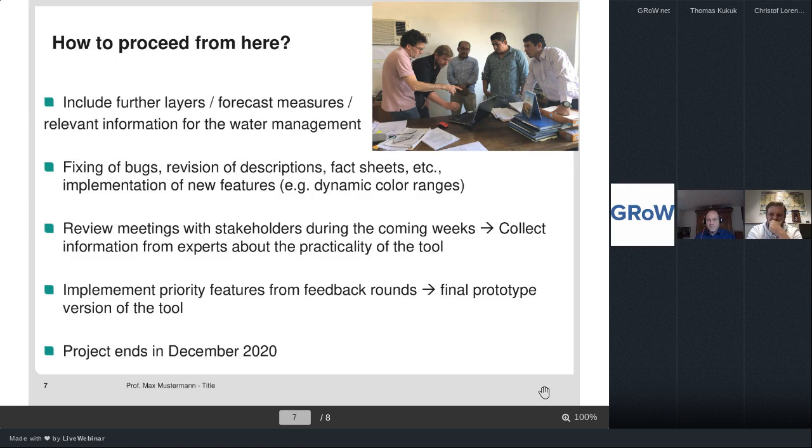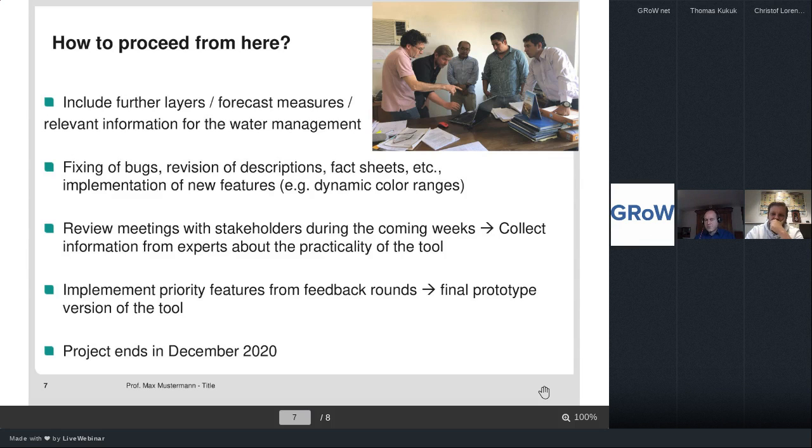We are planning some more review meetings with the users in our project areas where we have contacts, mainly in Iran, in Sudan, and in Brazil, where we then collect the feedback and the information on how practical the tool is and what could be improved. There we can find some priorities on features, and from these feedback rounds we will improve the prototype. We hope to have this all at the project end in December 2020.